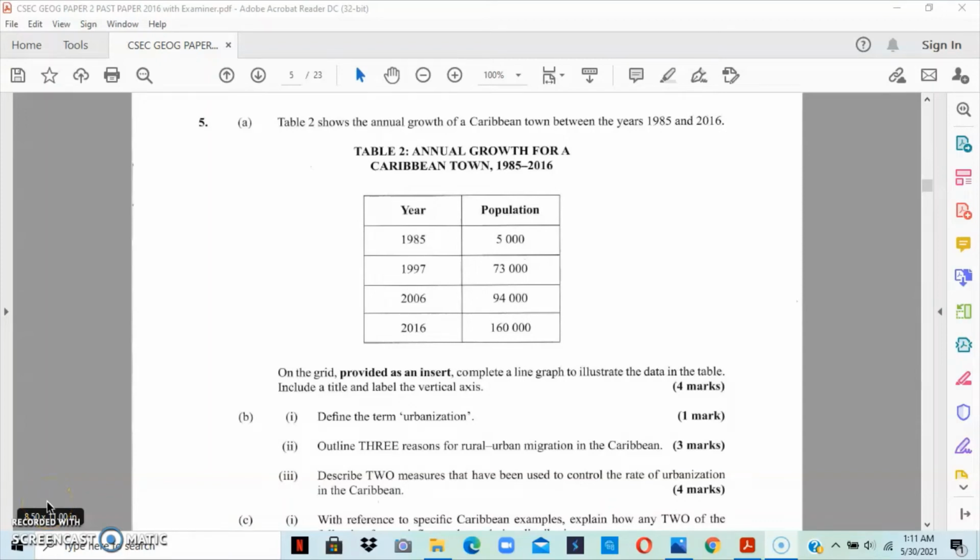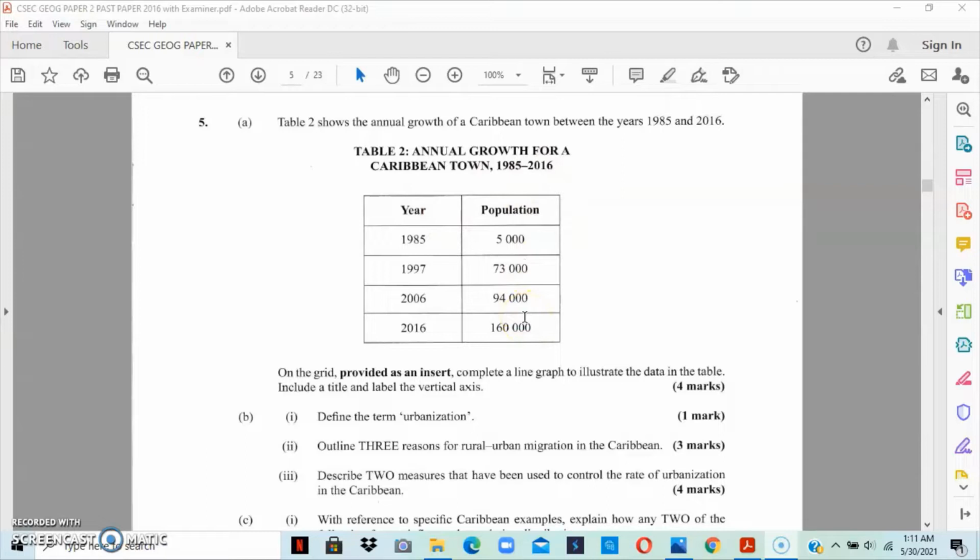Now for today's video, we'll be looking at the human section on the 2016 May-June Geography CSEC paper. The first thing that you're seeing on question 5 is a table, and it shows the annual growth of a Caribbean town between the year 1985 to 2016. So this is the table with the year and the population data.